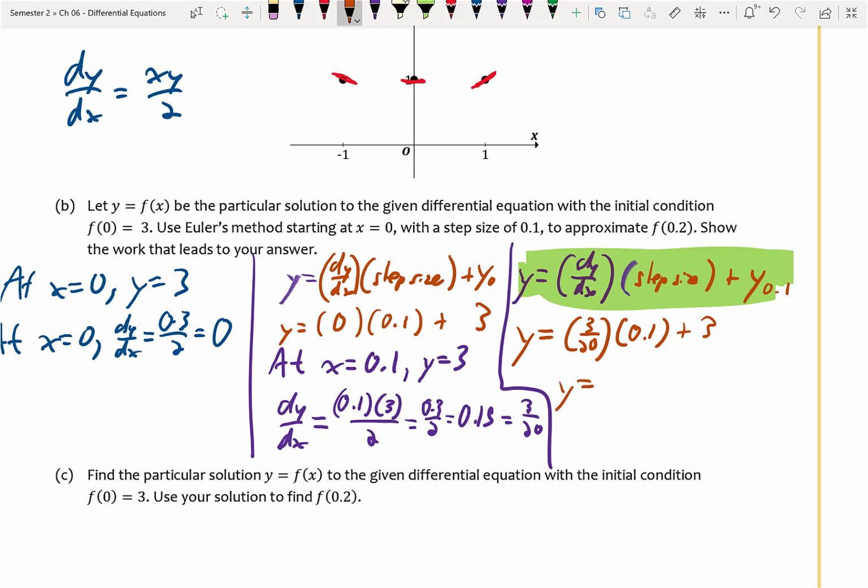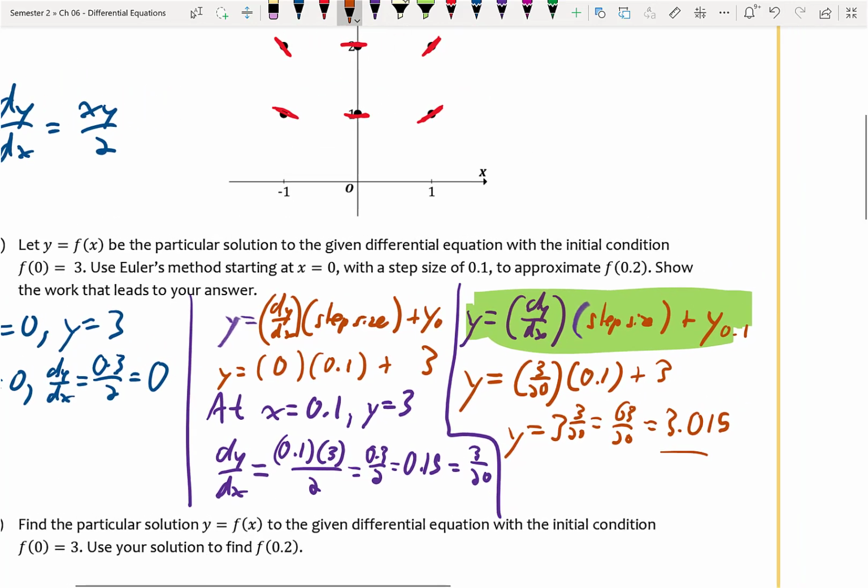So I get y is equal to 3/20ths times 1/10, which is 3/200ths, plus 3. So I could say 3 and 3/200ths. I could say 63/20ths. Or I could take that 0.1 and say that that is 3.015. All that math you could do without a calculator and figure out the best way to do that. So then I get y is equal to 3.015.